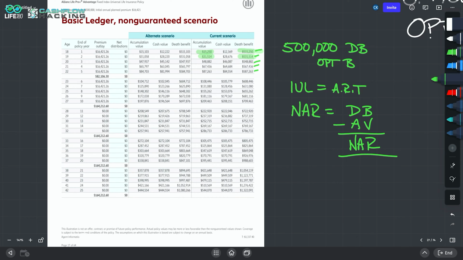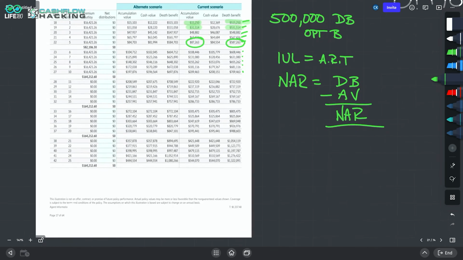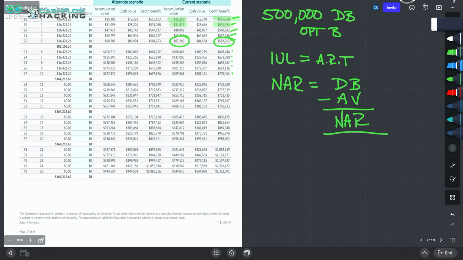And so you can see here the death benefit is $587,000. The cash accumulated value is $87,263. And so when you look at that, it's $500,000. So we know that every year here, because it's an increasing death benefit, this individual is buying an annual renewable term of $500,000.